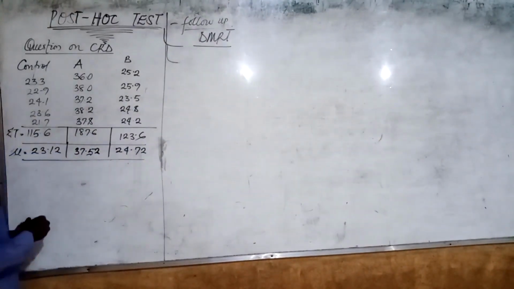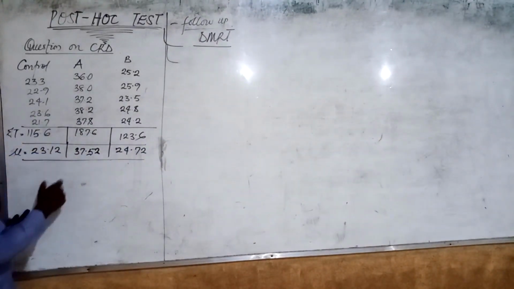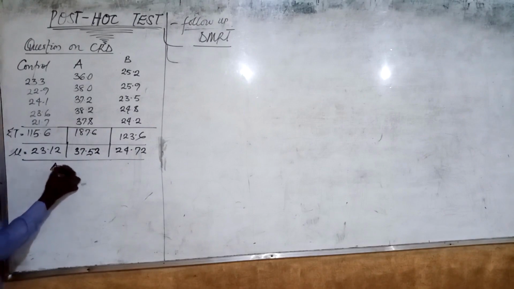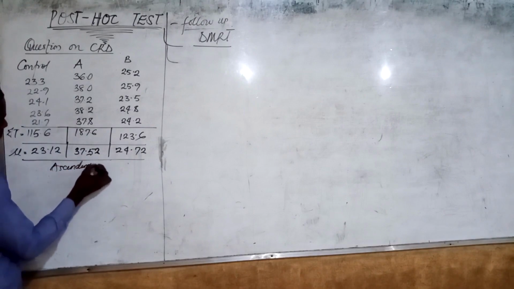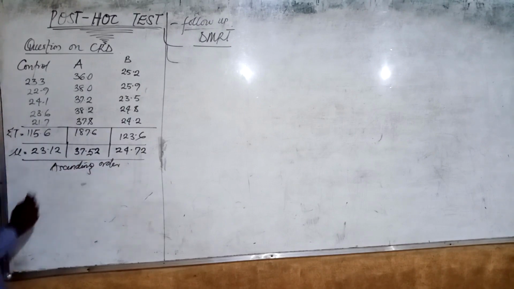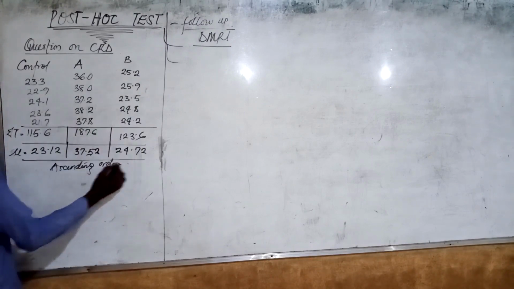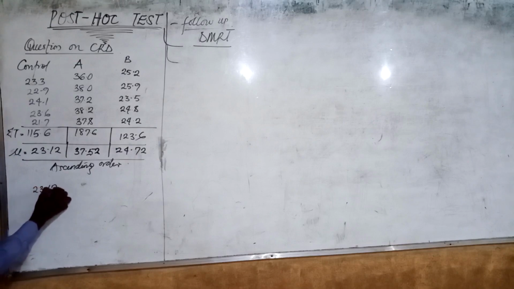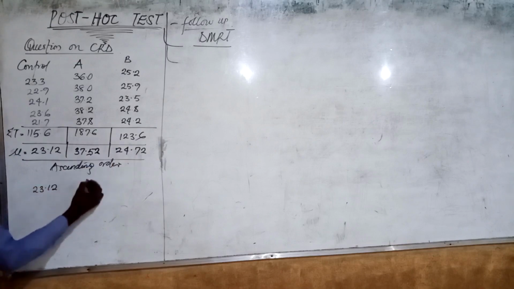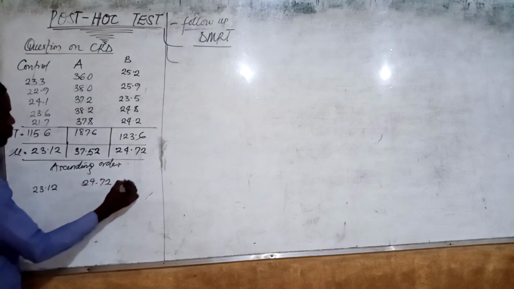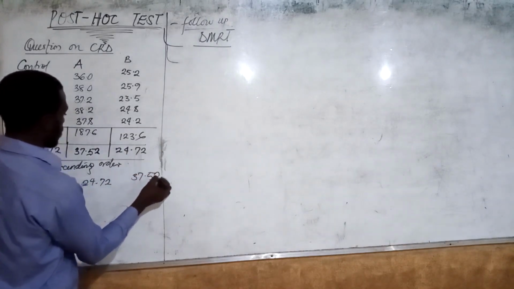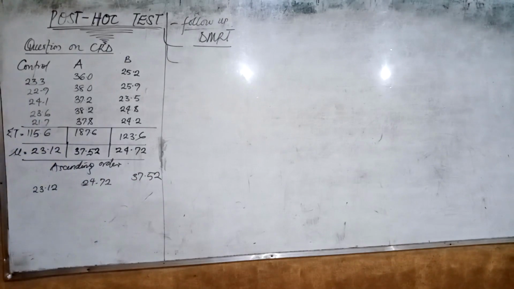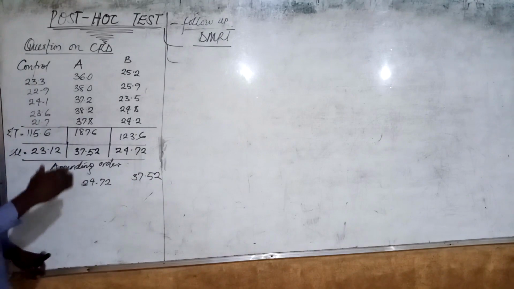But let's do the first ranking, in ascending order. Ascending means from the smallest to the biggest. So the smallest is 23.12, followed by 24.72, followed by 37.52. So we've ranked in ascending order. What we basically want to do is compare the means.